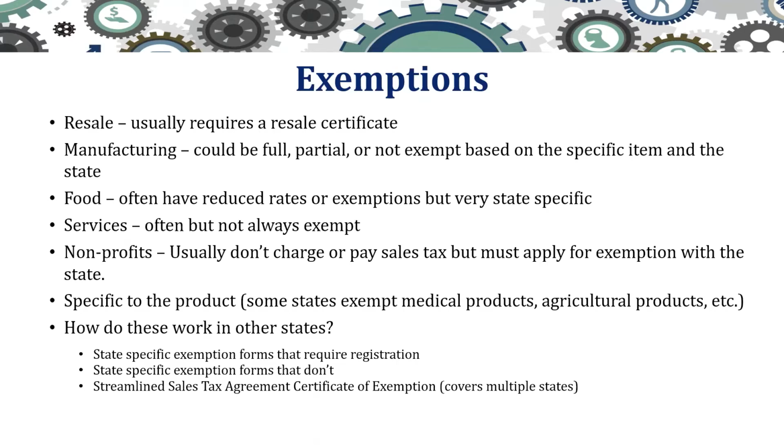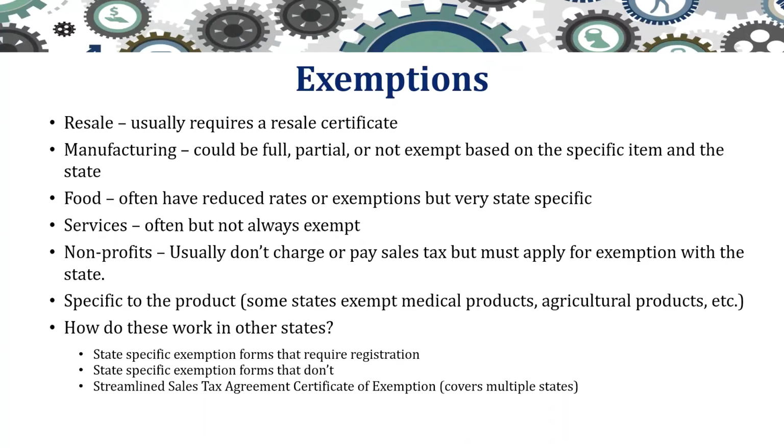Manufacturing is often fully, partially, or even not exempt, but it depends on the item and the state. So utilities going into manufacturing may be treated differently from raw materials, which would be treated differently from equipment used in the process. That's very specific and needs to be looked at state by state. Food often has reduced rates or exemptions, but again, it's very state specific. So if you're noticing a trend about things being specific, they are.